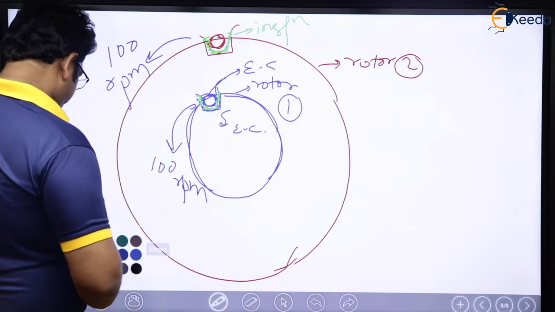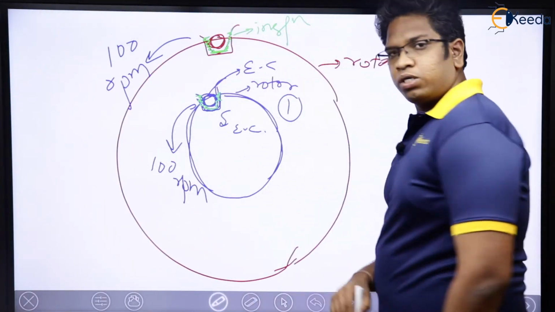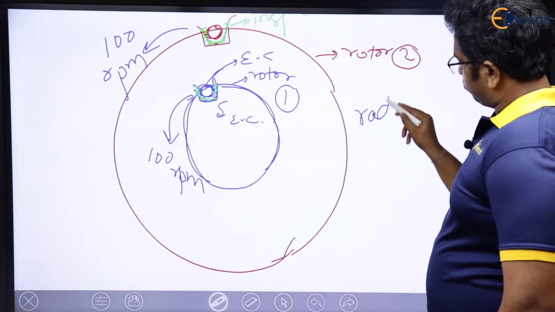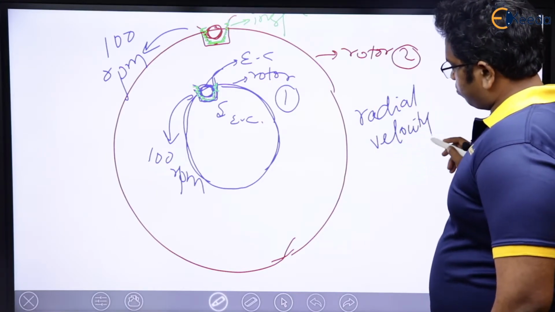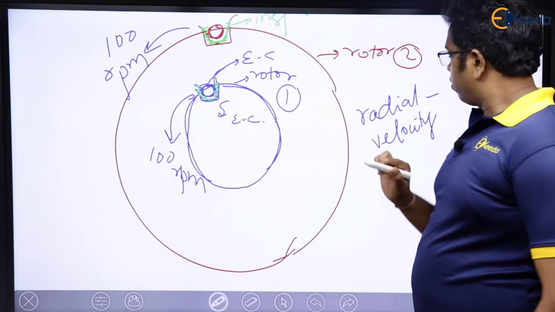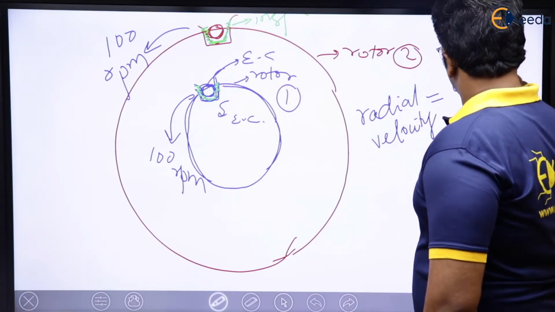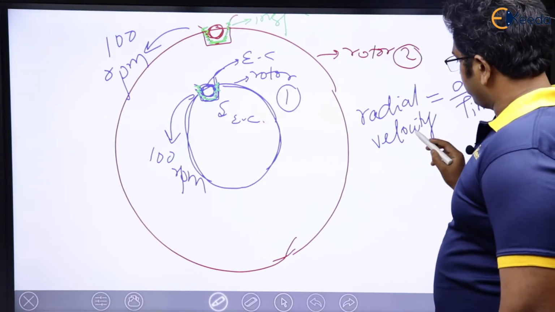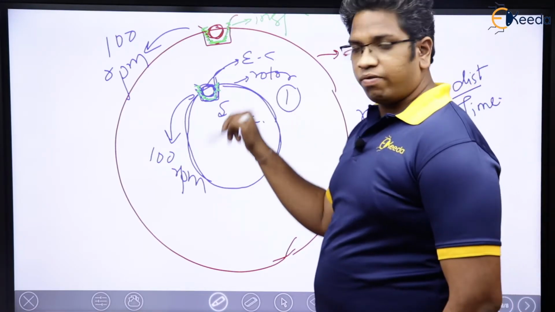See here. Let me introduce you to a term called radial velocity. Velocity means what? Speed, right? Speed means distance upon time. Distance upon time or not? Right? Now, radial velocity, distance means what?